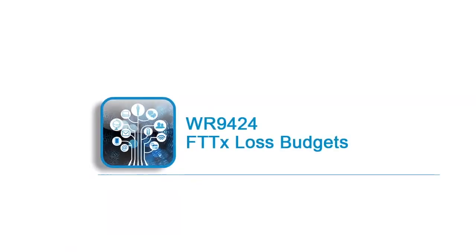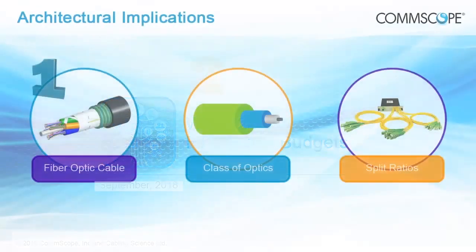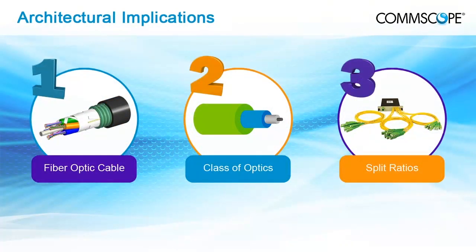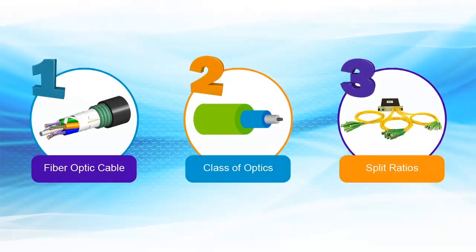Welcome to this webinar where we look at loss budgets in the FTTx systems and how they impact configurations and architectural decisions. In FTTx systems, there are three key architectural components that decide the allowable length of the optical link.